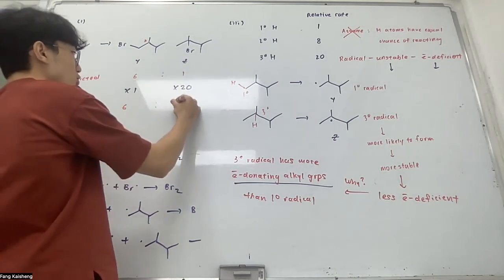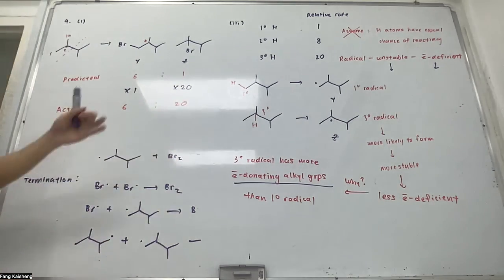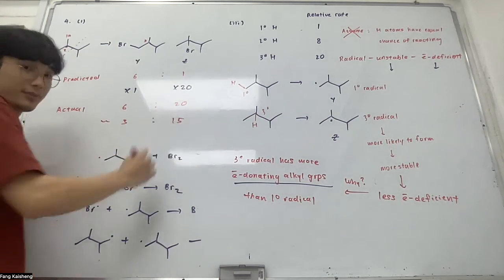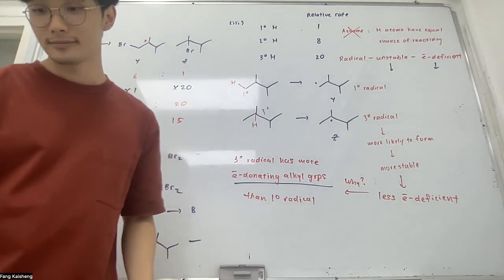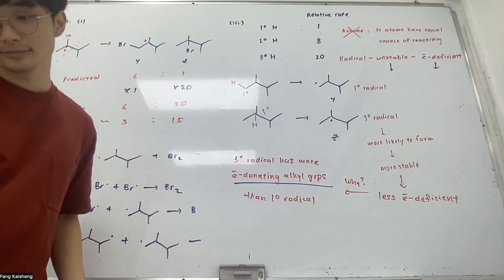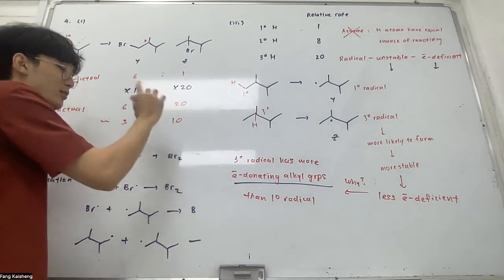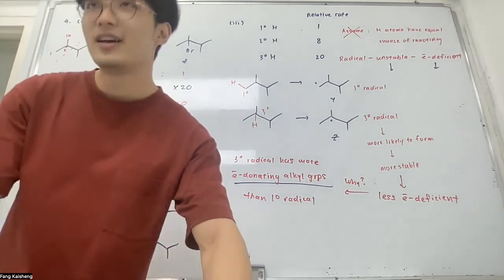So guys, now my new ratio is 6:20. You're going to simplify it, go ahead. Okay, so the simplification is 3:10.